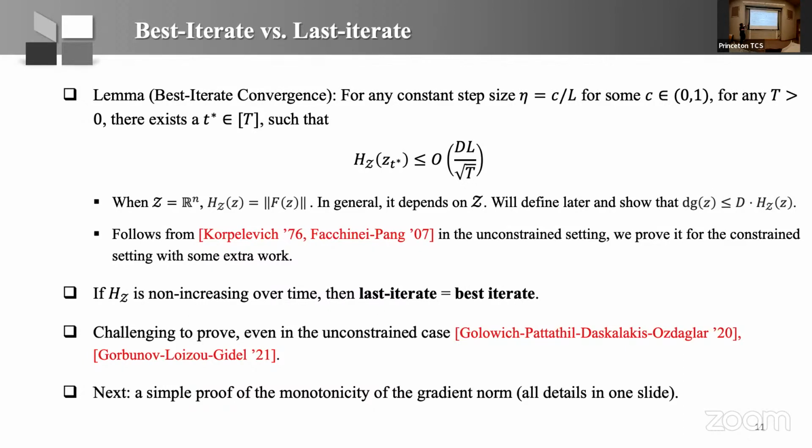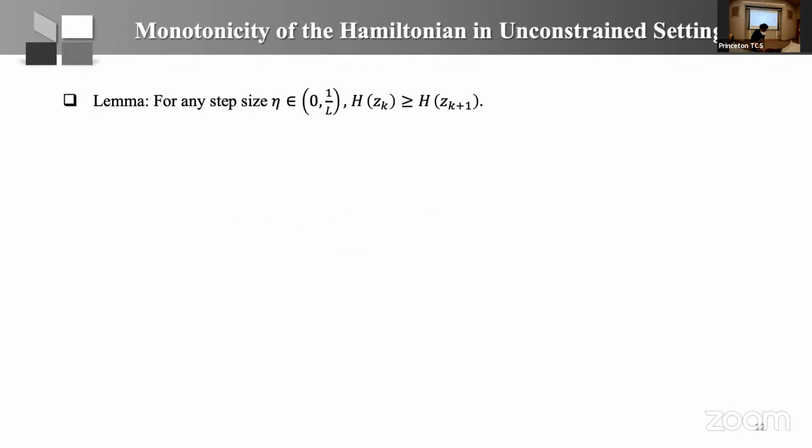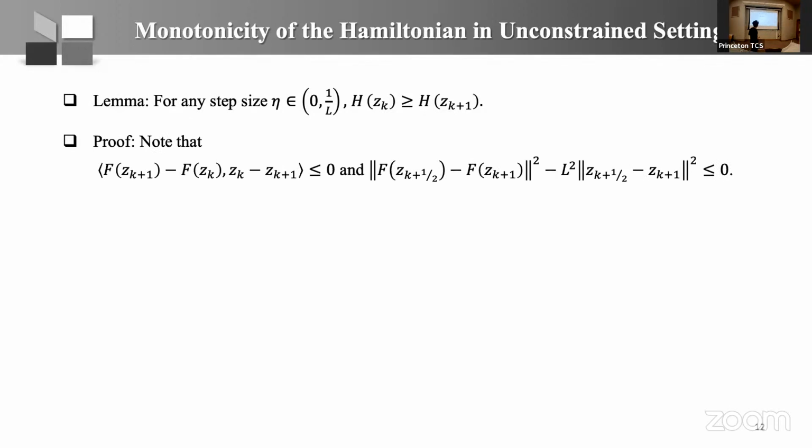I'm going to analyze this for the extragradient method, and I'm going to fit all the details into one slide. You can take any step size between 0 and 1 over L. The claim is the gradient norm is non-increasing.